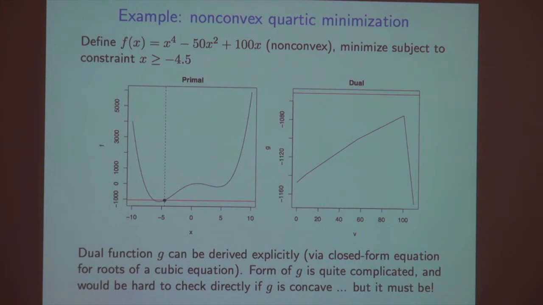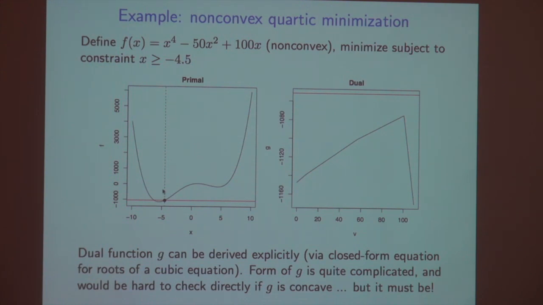What I did is I took this quartic function, a univariate quartic function, x to the power of 4 minus 50x squared plus 100x. It's not a convex function. I've drawn it here, so you can look at what it looks like. And I've laid down the constraint that x must be bigger than or equal to minus 4.5. So I'm considering the problem of minimizing f of x subject to this constraint.